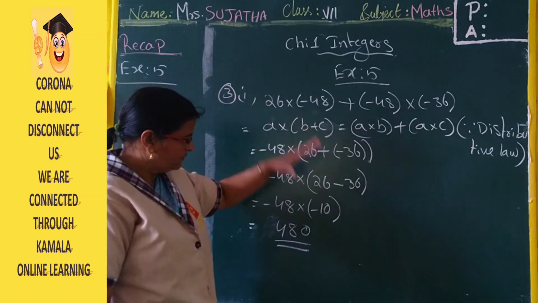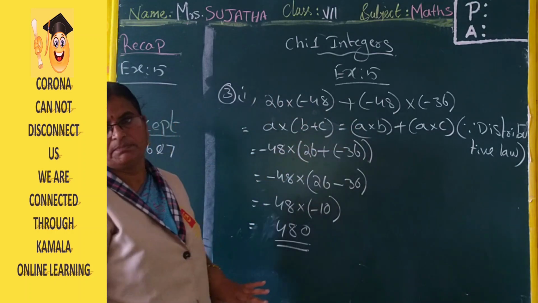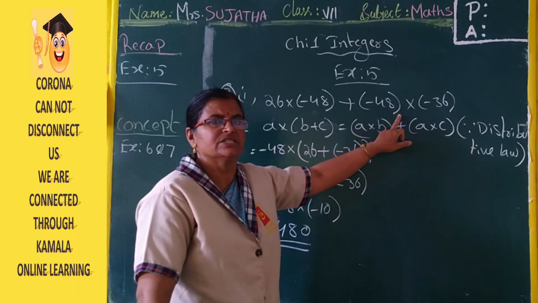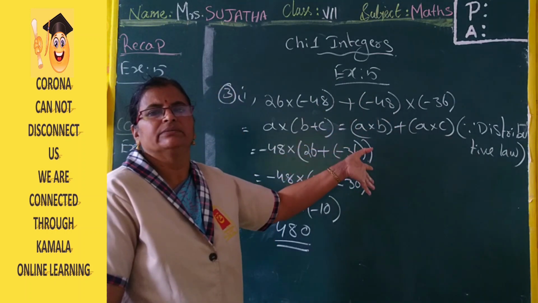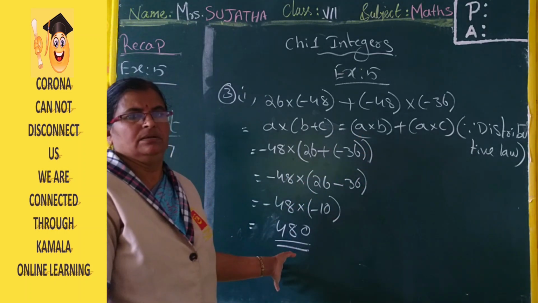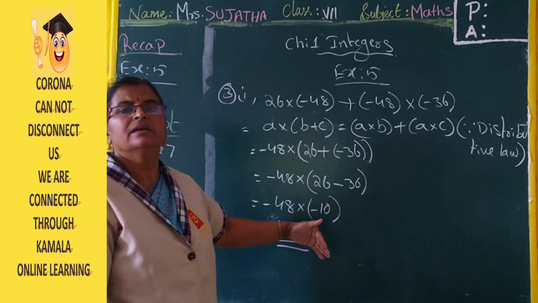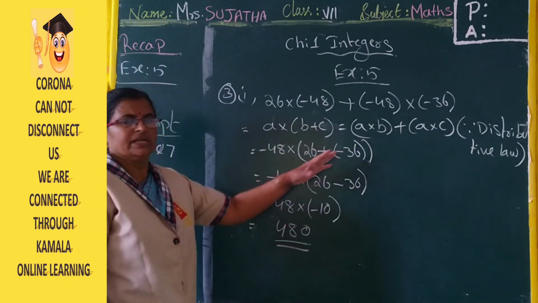Now, without writing this distributive law, if you have to simplify, first you have to multiply these two, again multiply these two, and again add or subtract. You have to do that, and then only you will get the answer. So by using the property, we can simplify it an easy way. Which law can we use here?